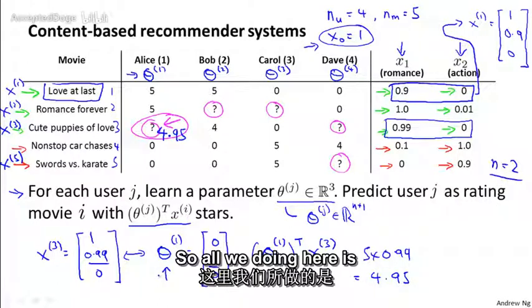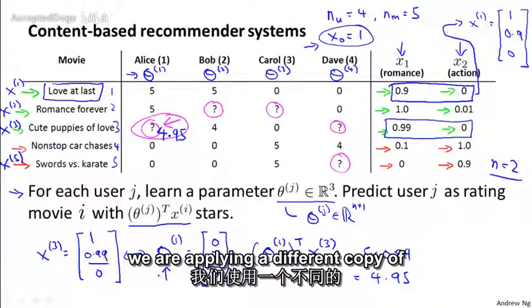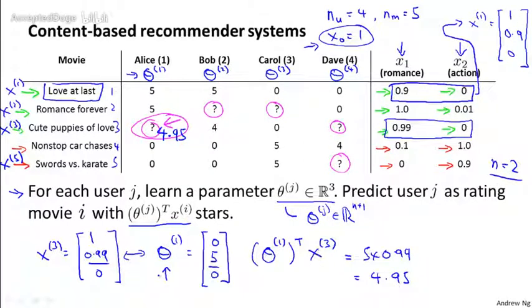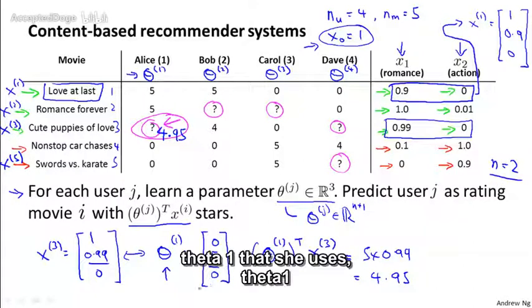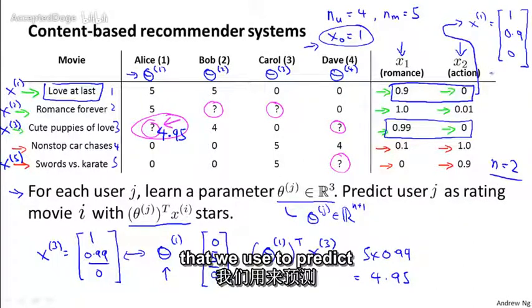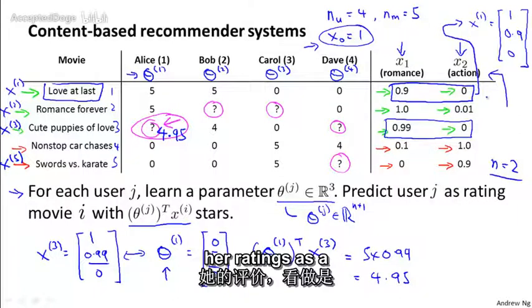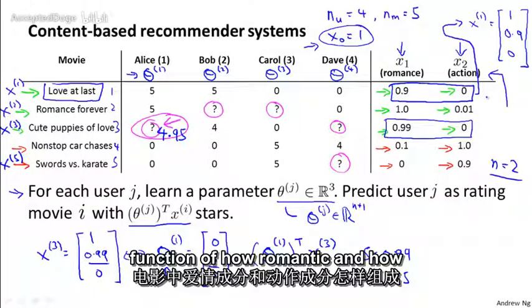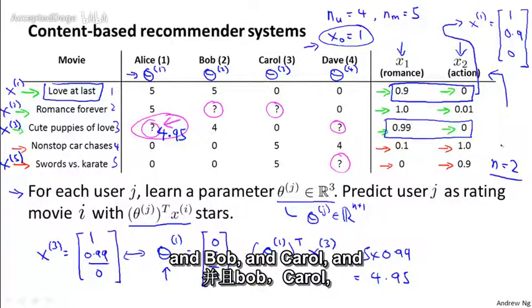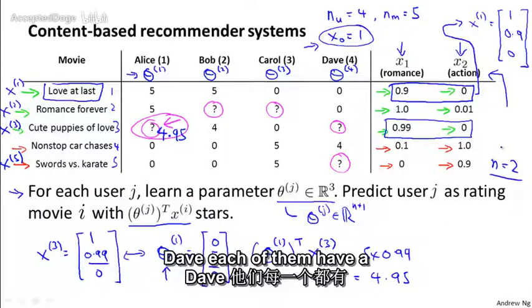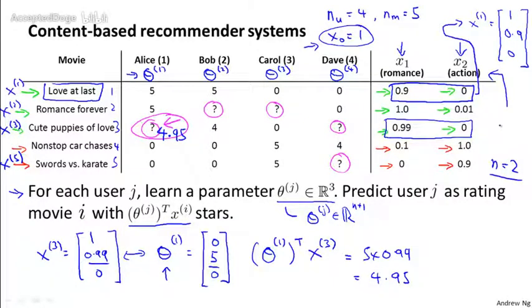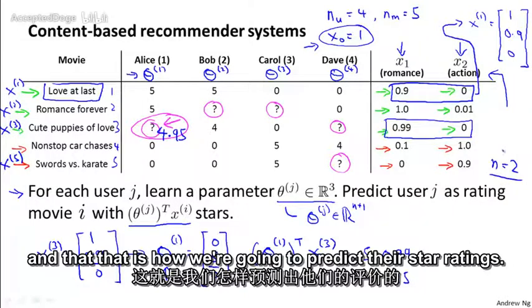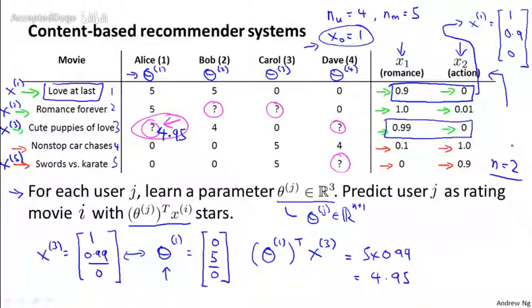So all we're doing here is applying a different copy of essentially linear regression for each user. What Alice does is, Alice has some parameter vector theta 1 that we use to predict her ratings as a function of how romantic and how action-packed a movie is, and Bob and Carol and Dave, each of them have a different linear function of the degree of romance and the degree of action in a movie, and that's how we're going to predict their star ratings.